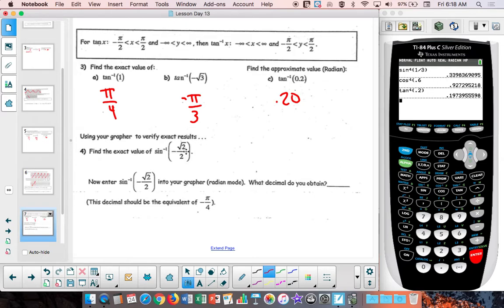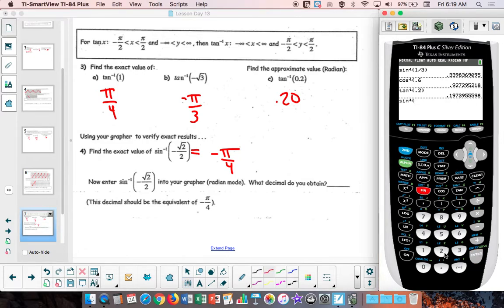Exact answers for this. So sine is negative root 2 over 2 at negative pi over 4. It's also there at 5 pi over 4, 7 pi over 4, all of the stuff below the x-axis that creates that root 2 over 2 ratio. Now, checking to see if this is right is kind of gross, but you have to go inverse sine of negative root 2 divided by 2, enter. Perfect, negative pi over 4.